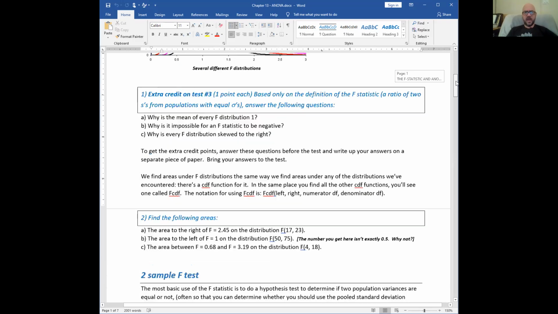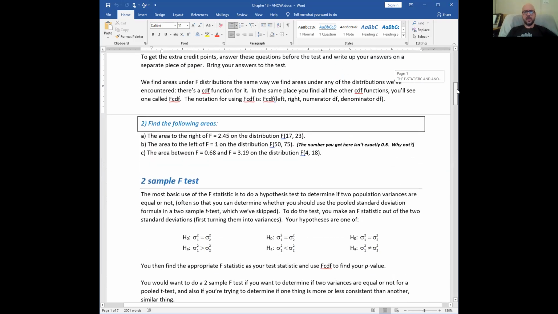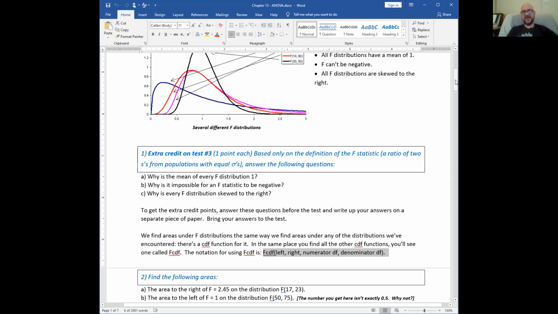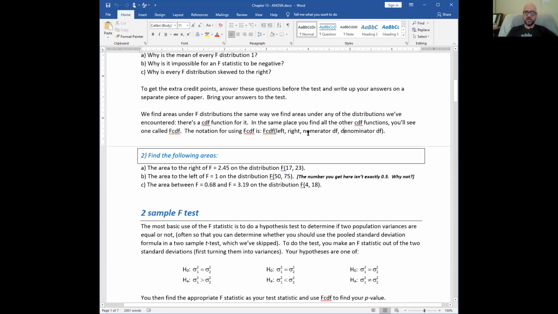There is a FCDF in your calculator, and the formula goes like this: FCDF, left, right, numerator degrees of freedom, denominator degrees of freedom. It finds the area in an F distribution, unsurprisingly, just like every other CDF, just like normal CDF or TCDF or chi-square CDF or whatever one you're using. It'll find you an area, and you just identify the F distribution like this: numerator degrees of freedom, denominator degrees of freedom. So let's do a couple of these, and then we'll end the video.